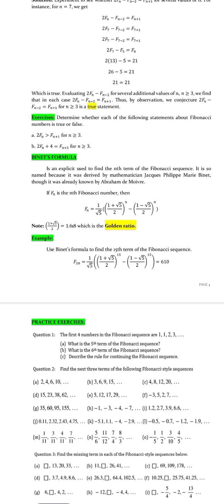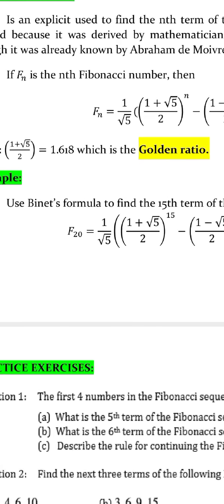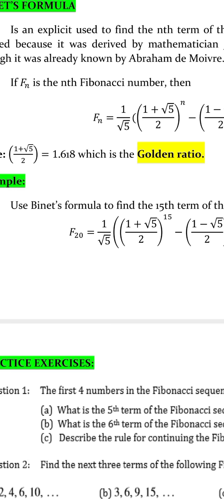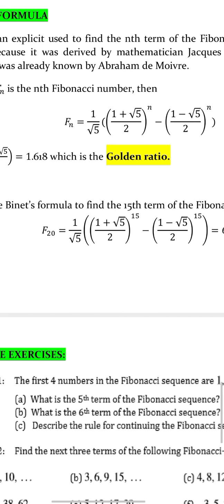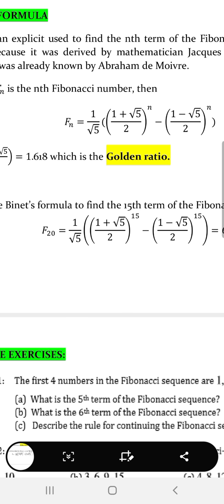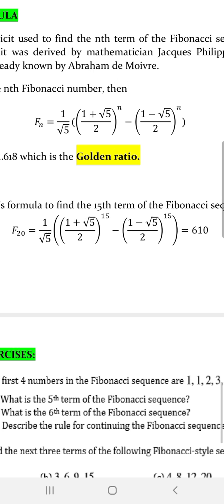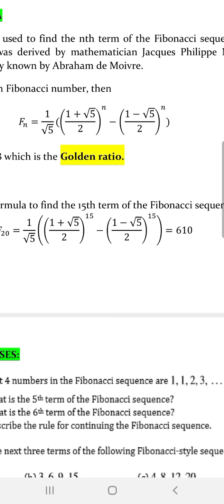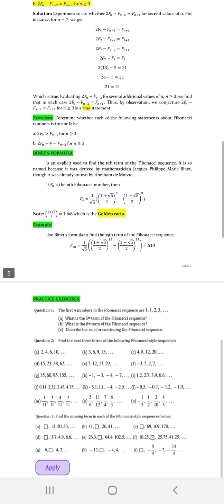So, I have an example. By the way, this is f sub 15, sorry, technical error. So, f sub 15 is equal to 1 over square root of 5, and by using the formula, I replace n by 15. So, I have the answer 610. Simply by pressing the numbers into the calculator, you can get the answer.